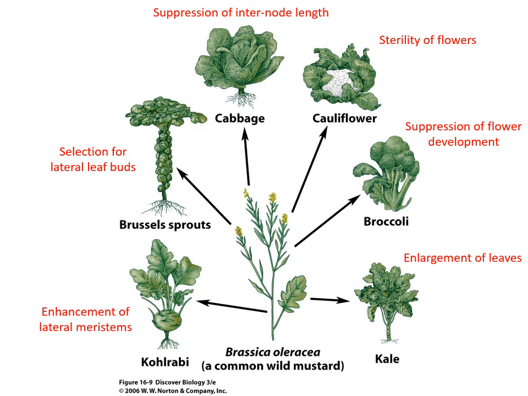They are all derived from the same species. We name these all Brassica oleracea, and what artificial selection has done is selected for different phenotypic traits in order for us to consume them in a particular way.